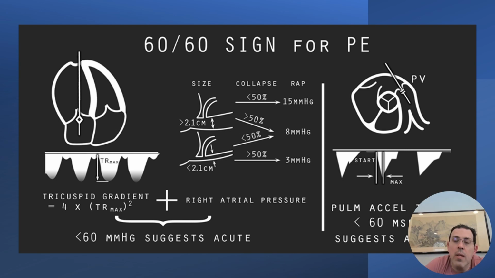And then here, you're going to get the pulmonary valve view, as you see here, in a parasternal short axis view. Here you can see the aortic valve, and you're just going to shift over here and get the pulmonary valve in play. Again, you shine a Doppler signal down here, and you see if it's less than 60.